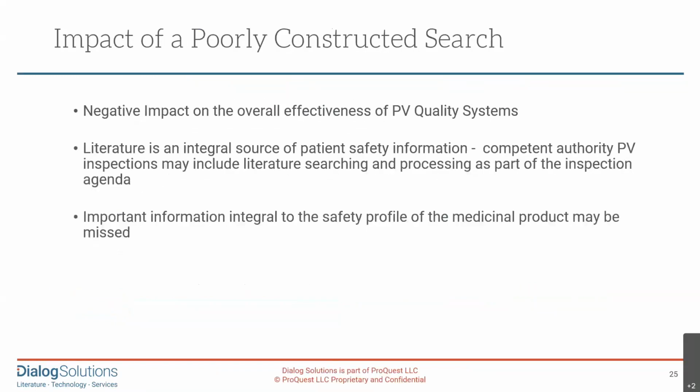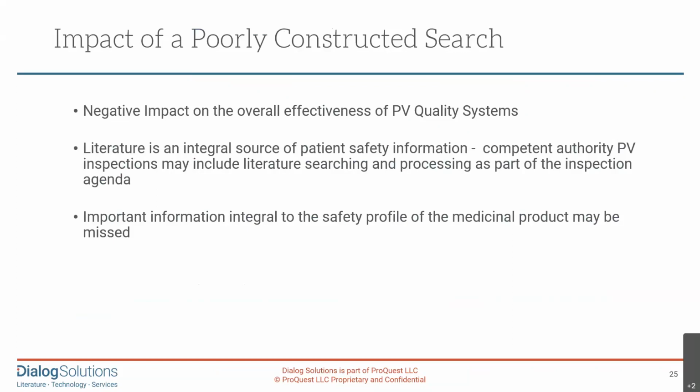So we've looked at what we should be doing. What are the impacts of a poorly constructed search? Well, this literature searching is part of the pharmacovigilance quality system, and so it impacts the overall effectiveness of that. It's an integral part of patient safety information. So if something is missed, that could have patient safety implications. It's really important to the safety profile of the medicinal product, and it can attract inspection findings, which have many consequences.